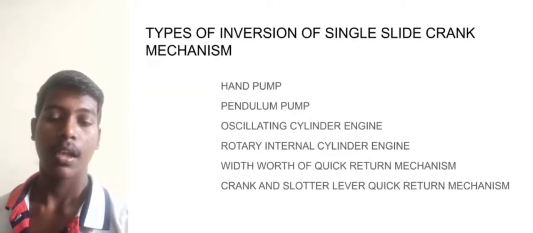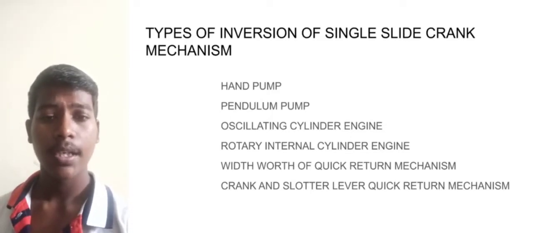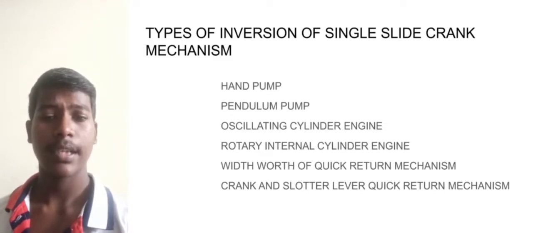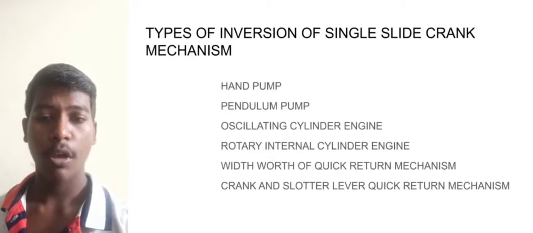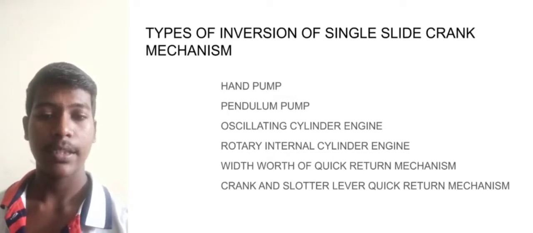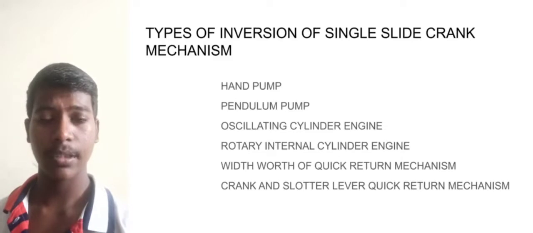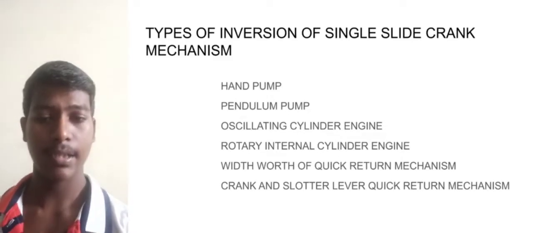Next, there are types of inversions of the single slider crank chain. The types are hand pump, pendulum pump, oscillating cylinder engine, rotary engine, Whitworth quick return mechanism, and crank and slotter quick return mechanism. These are the types of inversions of the single slider crank chain.